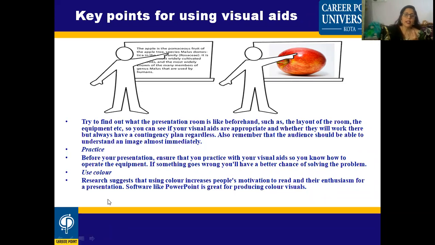It is suggested that using color increases people's motivation to read anything rather than taking certain images. It always creates enthusiasm for your presentation. So you should always use these visual aids in your presentation so that whatever message you wish to deliver to them, it may be received by the audience immediately.